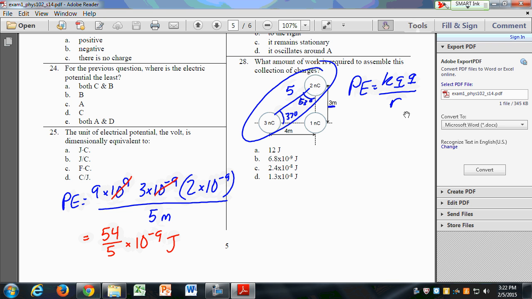Then you would do the same. I'm not going to do it here, but you would do the same for this pair. Figure out what is the potential energy, and then the same for this pair. Figure out what is the potential energy, and then add all three of those numbers up.